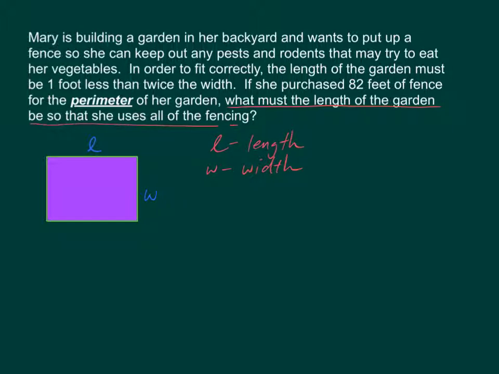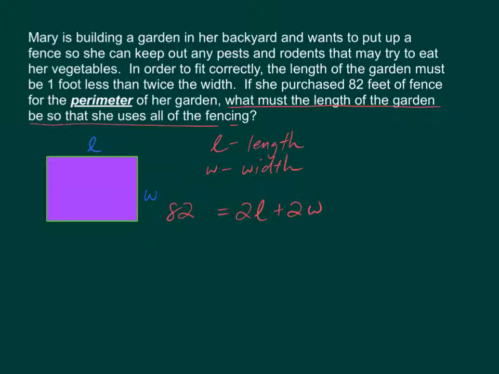Now we can start setting up some equations. We're talking about the perimeter of a rectangle, the distance around that rectangle. And the formula for that is the perimeter is 2 times the length plus 2 times the width. And what's really nice is that we know that the perimeter is supposed to be 82 feet. So we can replace that P with the 82.